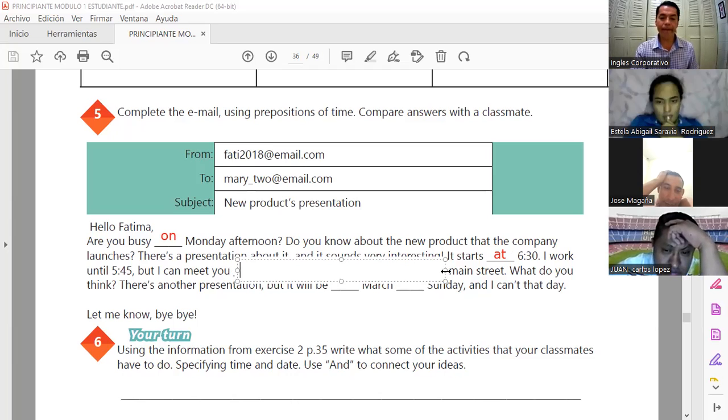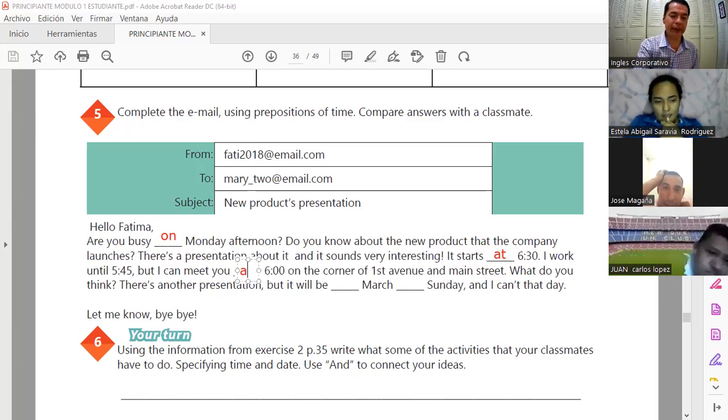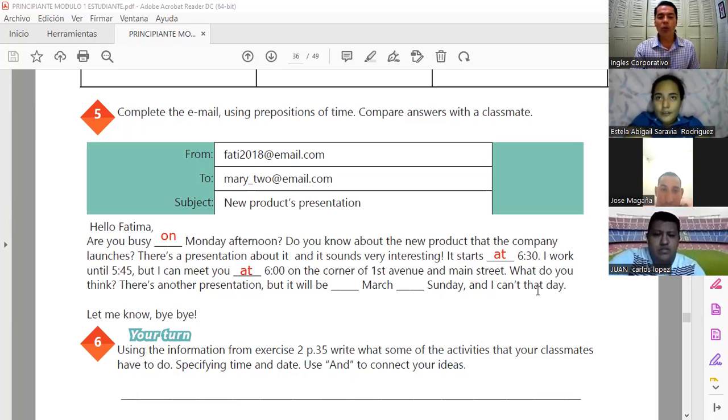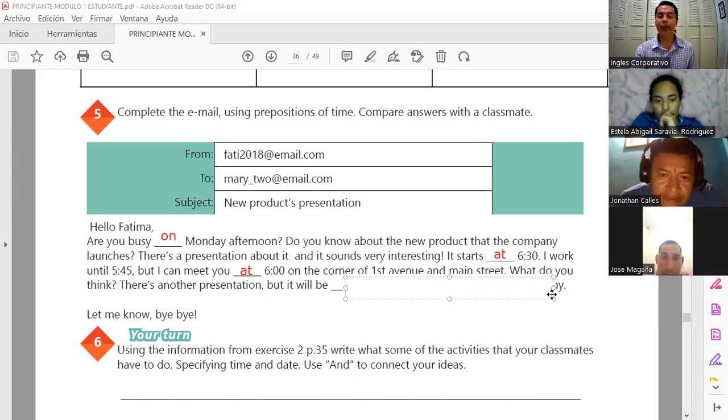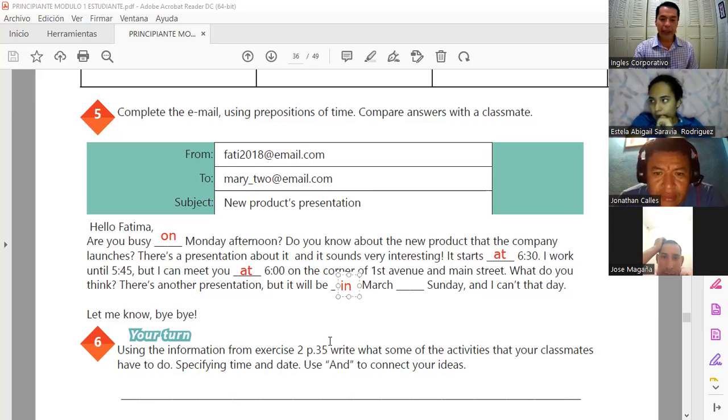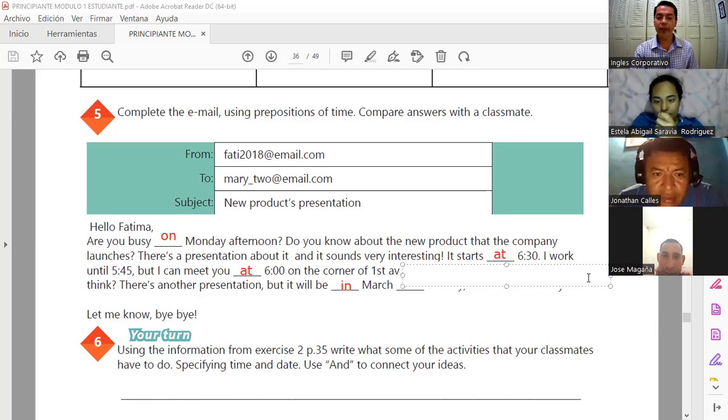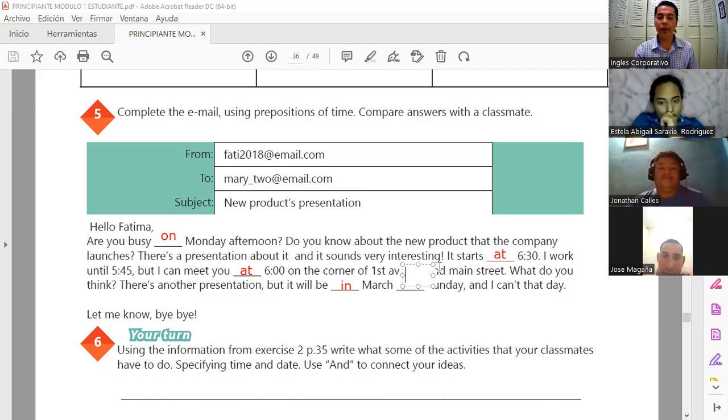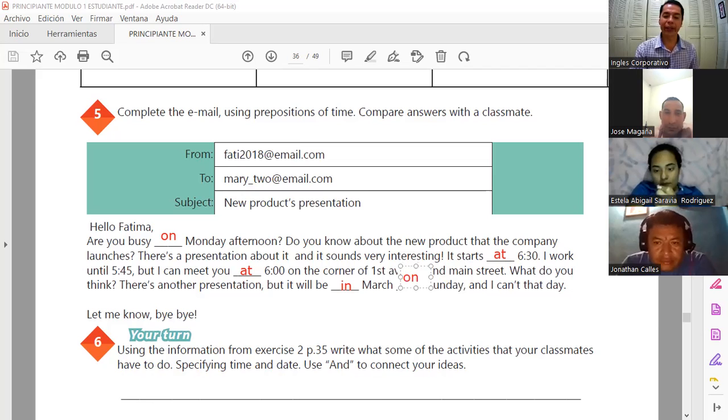Okay, good. I work until 5:45, but I can meet you, Abby? At. Sorry, repeat. At. Correct. At 6, on the corner of First Avenue and Main Street. Aquí hay un error. El nombre de la calle siempre debe ir con mayúsculas, así que esta M es mayúscula, ¿sí? What do you think? There is another presentation, but I will be... Jonathan, in, on, or at March? In March. Wait a minute. In March. Very good. And Sunday, Jose? On. Very good. Se lo aprendió, ¿verdad, Jose?